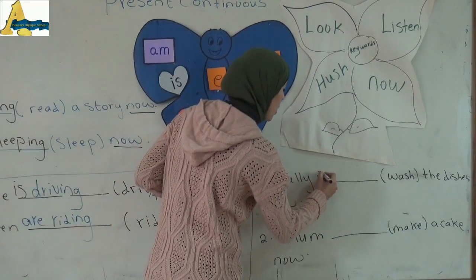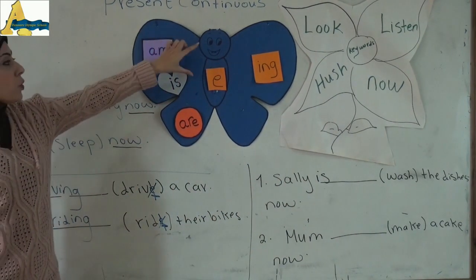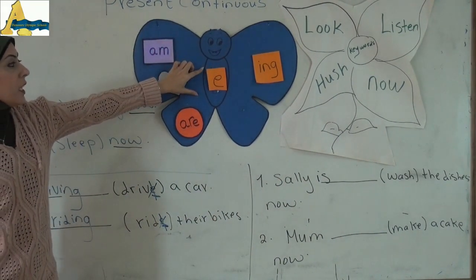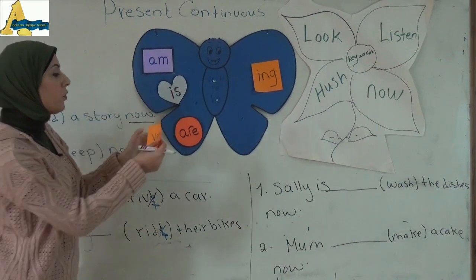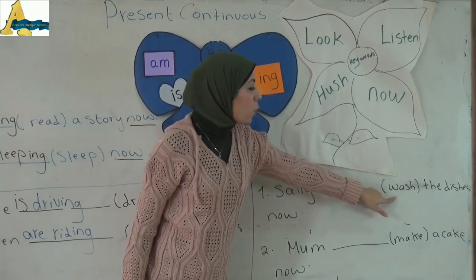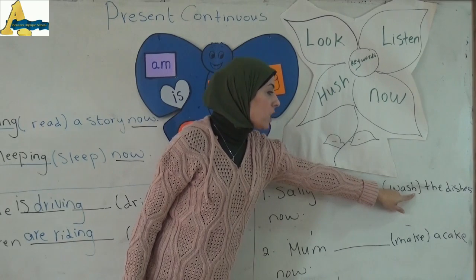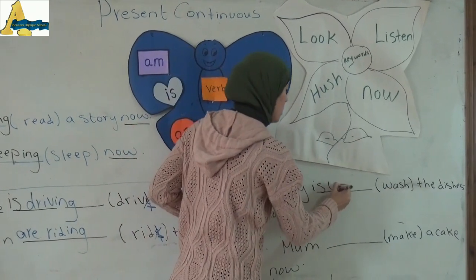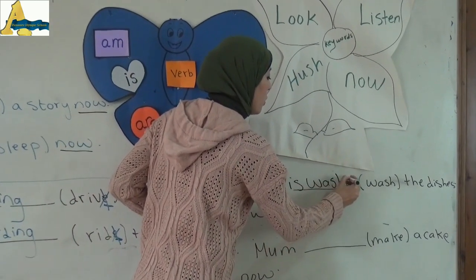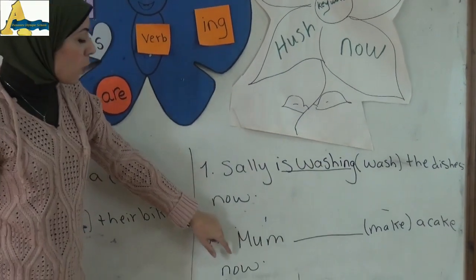So this is the first part of our butterfly. Let's move to the body of our butterfly. Here, the body of our butterfly is without e. Let's look at wash. Here, look at the h, it's without e. So I'm just going to write the verb and I'm going to add ing to the verb. Let's move to the second one.